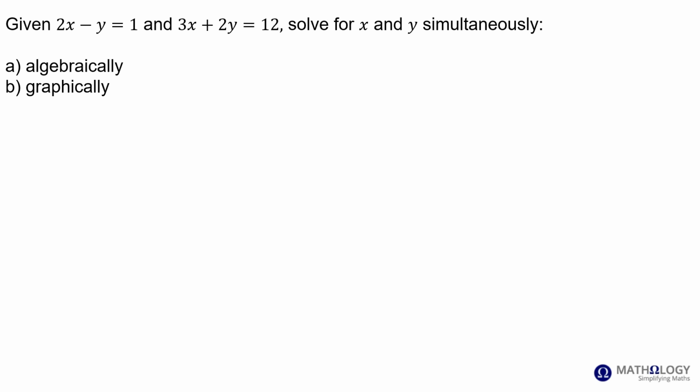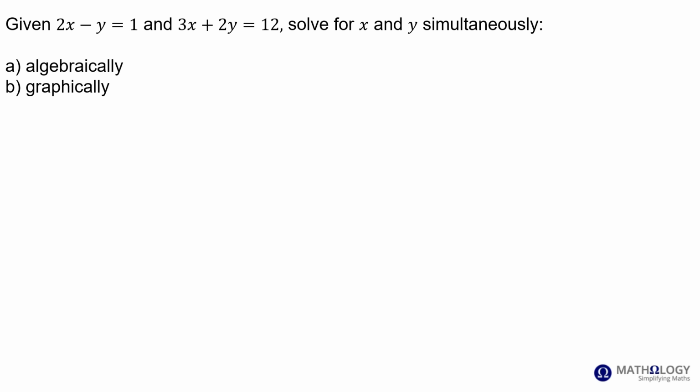Given 2x minus y equals 1, and 3x plus 2y equals 12, we are required to solve for x and y simultaneously, firstly algebraically, and then graphically. There are two basic ways to solve linear equations simultaneously. The first is by substitution, and the second by elimination.